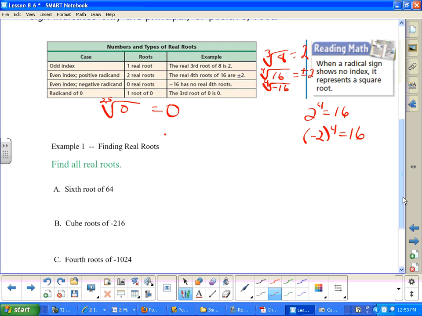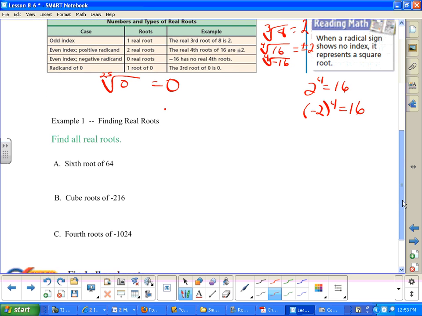So it wants to find all the real roots. When this says the 6th root of 64, basically that means this: what numbers can I raise to the 4th power and get 64?